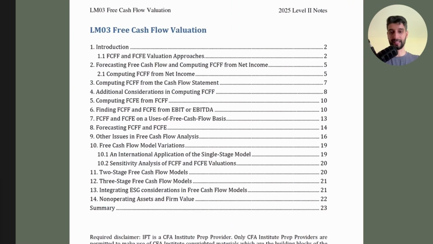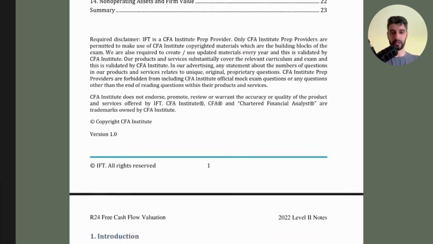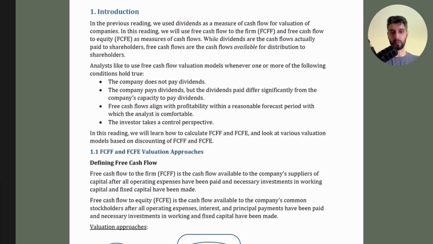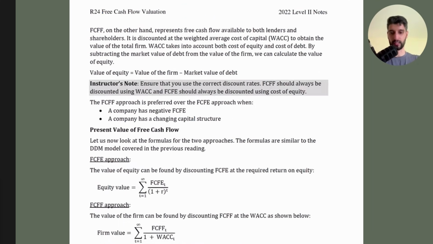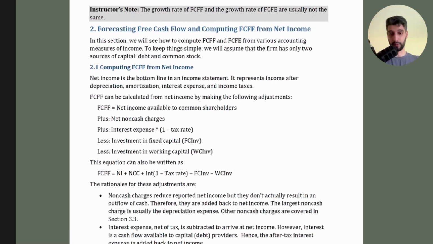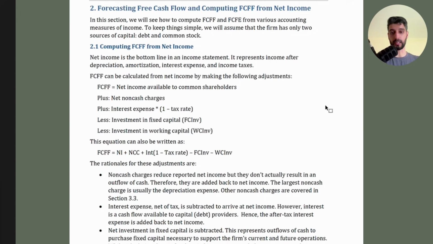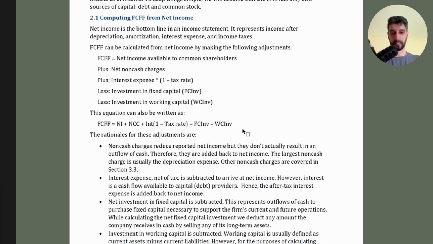So on screen you can see the specific notes for that section, again from IFT, and you've got the contents page. If we skim through this, there's an introduction as to what free cash flow to the firm and free cash flow to equity actually is and when it's used. Below that we have the various valuation approaches, and we're not going to look at this. We're going to skim further down and look at how we compute free cash flow to the firm and free cash flow to equity. Now we start by computing free cash flow to the firm from net income, and you can see there's a number of steps, and that leads to this formula here.